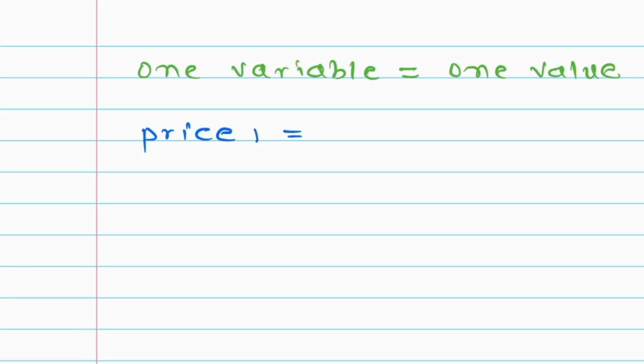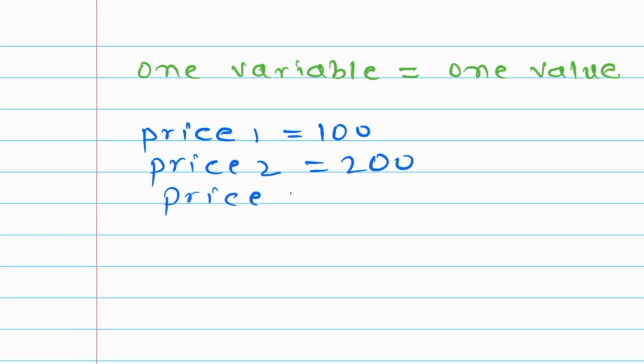So far, each variable has stored only one value. For example, one price or one number. But in real data, we usually work with many values at the same time. Let's say we have prices for three products. We store them in variables like price 1 is equal to 100, price 2 is equal to 200, and price 3 is equal to 300.